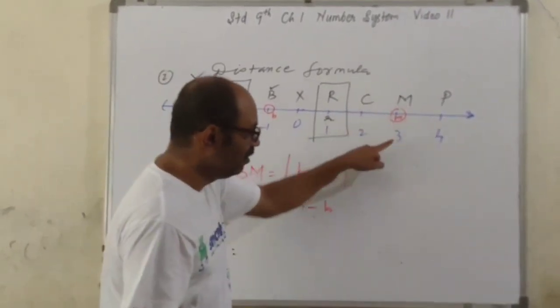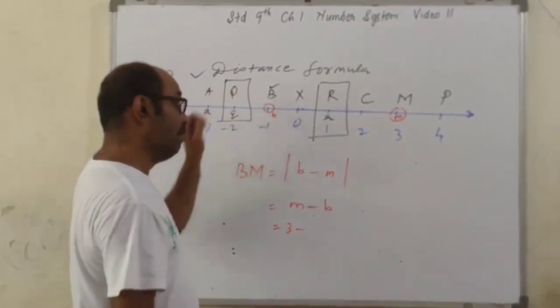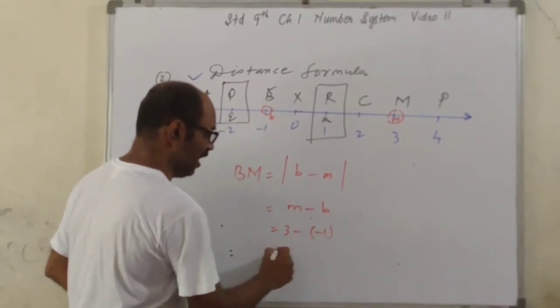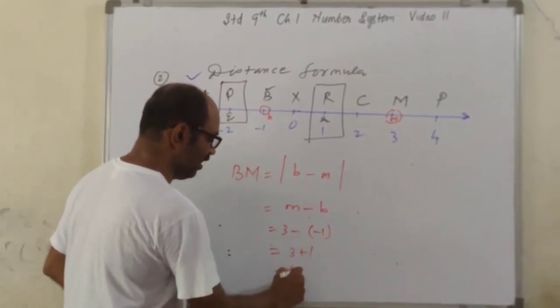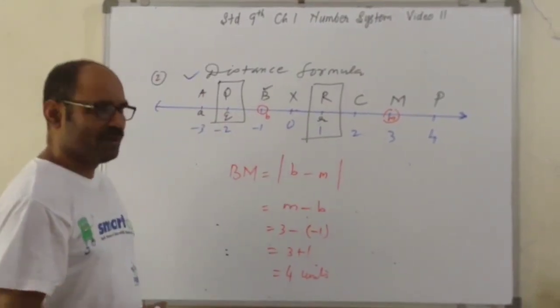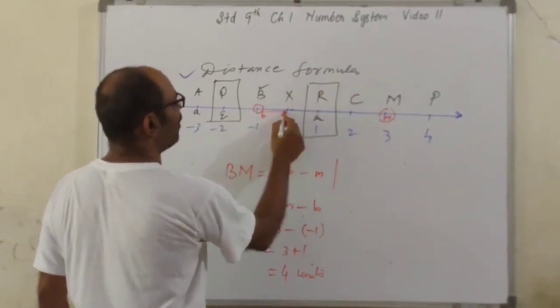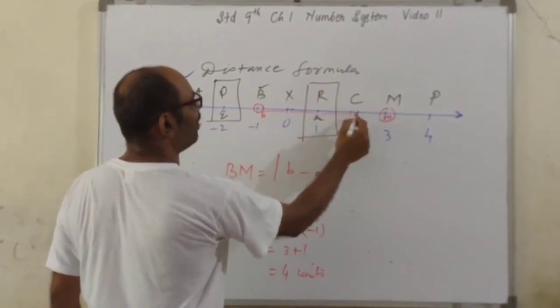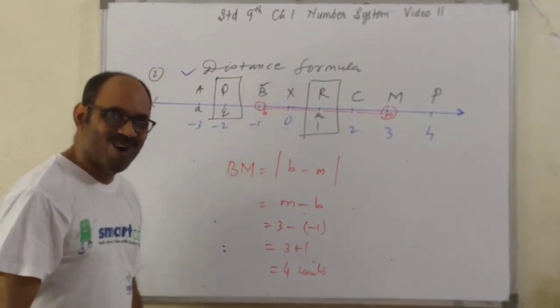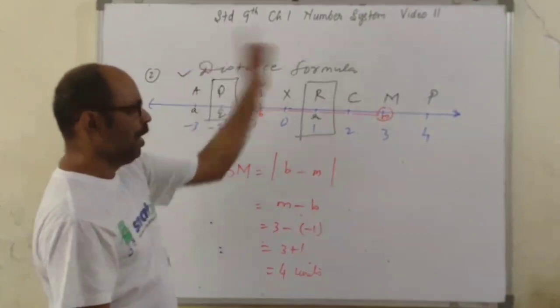Now what is M? 3. Correct? Minus. What is B? Minus 1. So that is 3 plus 1, and that is 4 units. So what is the distance between B and M? 4 units. You can see on the number line and verify. BM. This is 1 unit. This is 2 units. This is 3 units. And this is 4 units. So the distance is 4 units. Let's take one more example. AP.